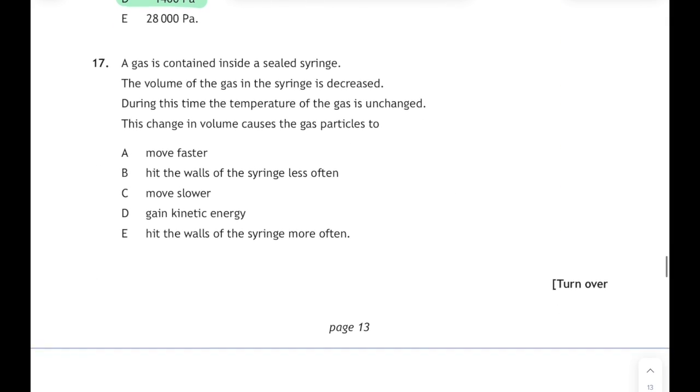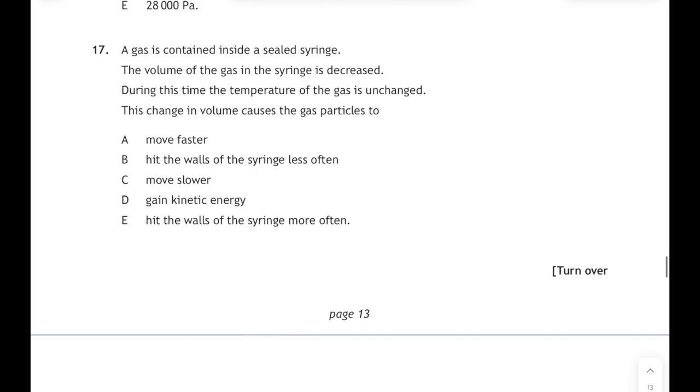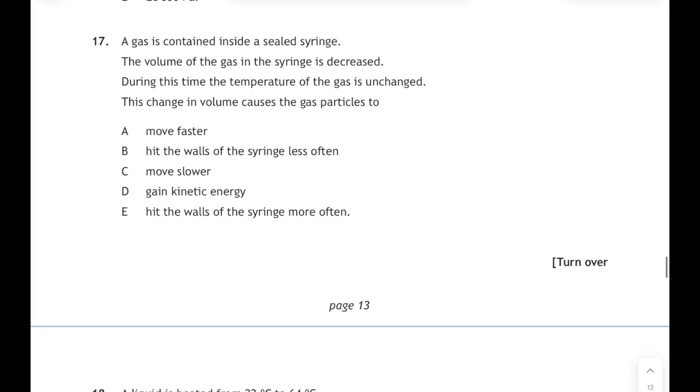Question 17. A gas is contained inside a sealed syringe, and the volume of the gas in the syringe is decreased, so we're pushing the plunger in, and during this time the temperature is unchanged. So this change in volume causes the gas particles to, well, if they've got less space to move around, then they're going to hit the walls of the syringe more often.